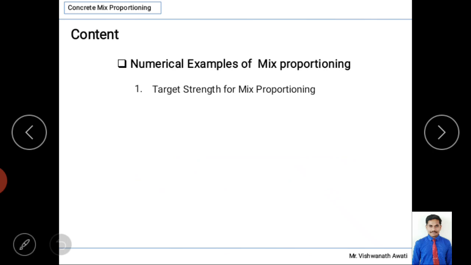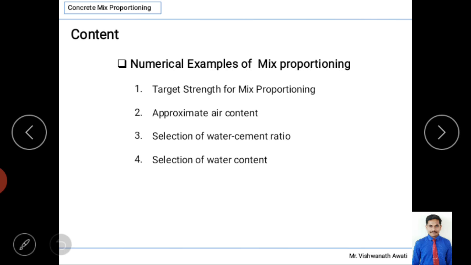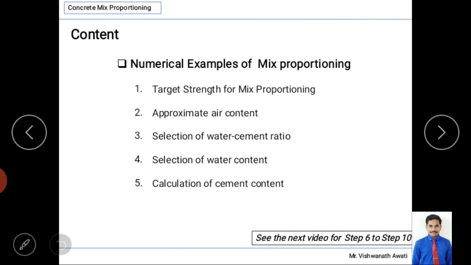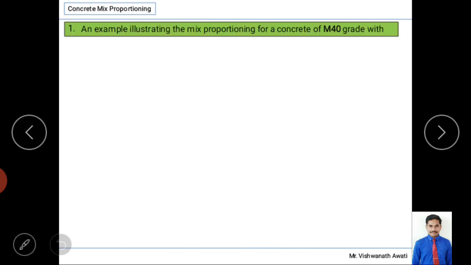steps we are solving. In that, the first step is target strength for mix proportioning, approximate air content, selection of water cement ratio, selection of water content, and the last one is calculation of cement content. And the remaining steps, you can see in the next video, from step 6 to step 10, right? So now we'll go through the example, right?